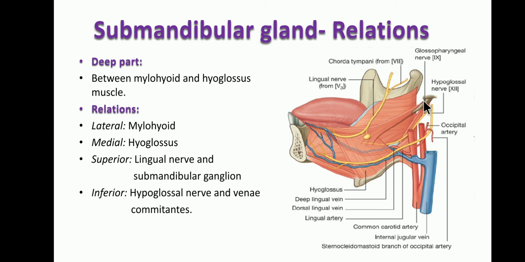Here you are able to see the styloglossus muscle, and that is the stylopharyngeus muscle with the glossopharyngeal nerve. So the stylopharyngeus muscle with the glossopharyngeal nerve, and that is the styloglossus muscle. So, superior and inferior relations. Anteriorly, I told you it is related to the posterior end of the sublingual gland.